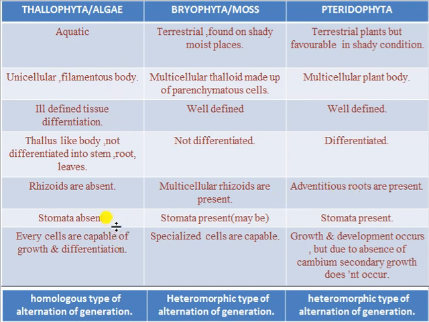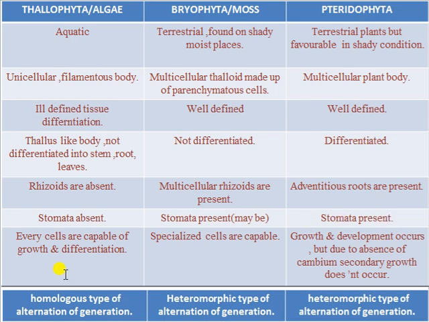If you go for the next point, that is the stomata, you will see that in case of algae or Thallophyta, stomata is totally absent. Bryophyta, stomata may be present, may be absent also. There is no surety about the presence of stomata. Pteridophyta or fern, stomata should be present in the leaf-like structure.